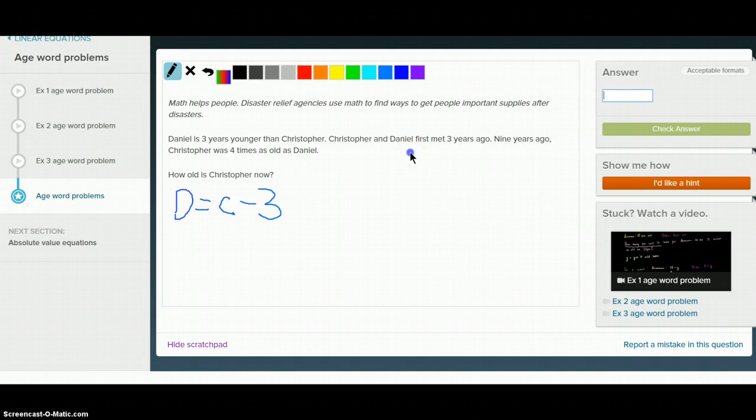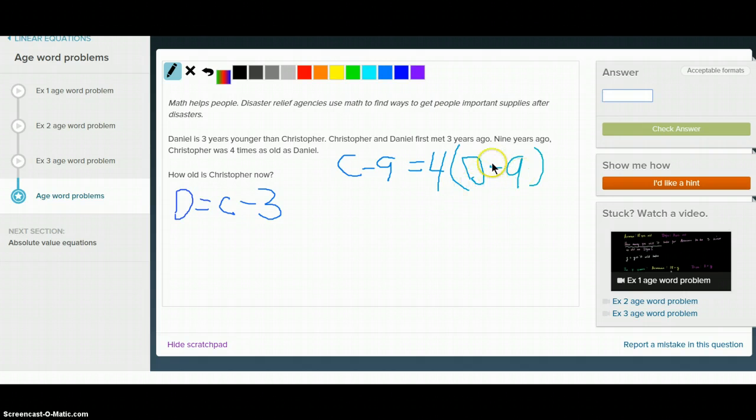Okay, so 9 years ago, actually let's write this a little farther down. So 9 years ago, so Christopher's age 9 years ago, and he was 4 times as old as Daniel. Daniel was also 9 years younger, so we're going to put that in parentheses.